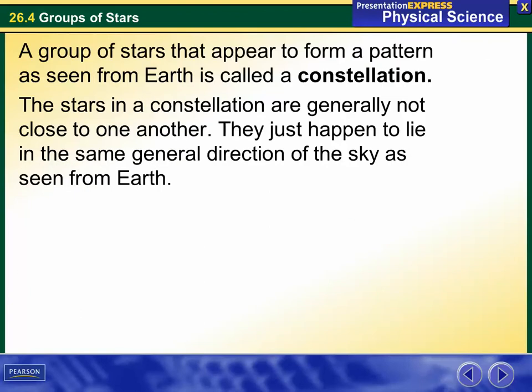A group of stars that appear to form a pattern as seen from Earth is called a constellation. There's a lot of things out there about constellations and zodiac symbols and things like that, so that might be something you've heard before, and that's where they get most of their popularity. But the stars in a constellation are generally not actually close to one another. They just happen to lie in the same general direction of the sky as seen from Earth. So constellations aren't actually groups of stars, and they don't really orbit one another. It's just from our one view of Earth that they appear to look that way. So that's why people, way back when, grouped them into what we see today.